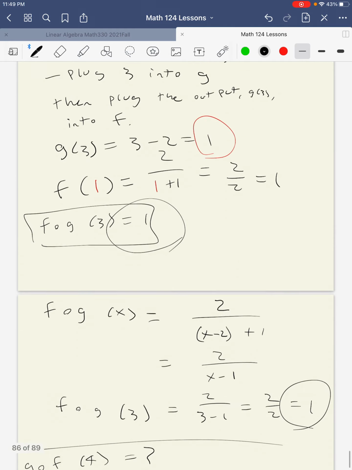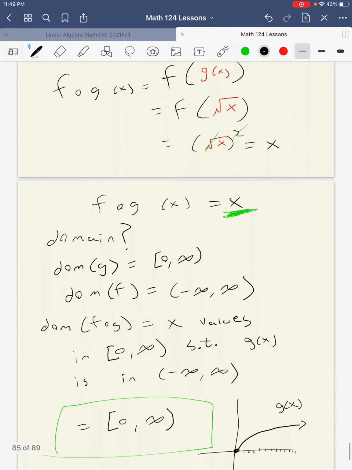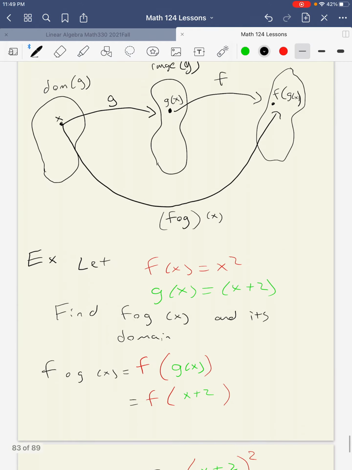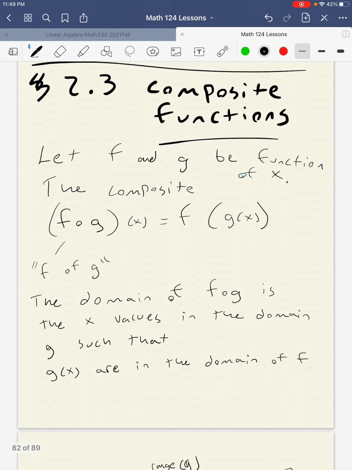So again, we learned how to plug in numbers to composite functions, learned how to find domains of composite functions, and just how to think about composite functions. So that will be all for today's lesson.